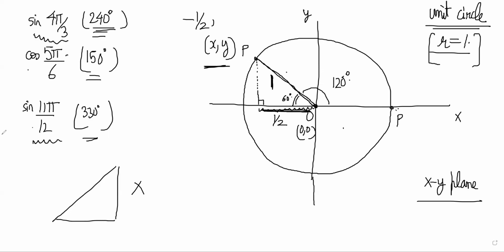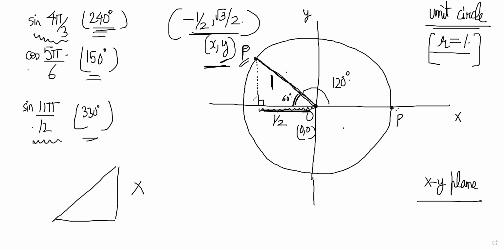What is the y coordinate at this point? It will be root 3 by 2. So you are able to find the location of this point P, and the reason you were able to find the location was because you knew the radius, you knew this angle, and you knew the table of values of sine and cosine, right? Are you understanding what I'm saying?